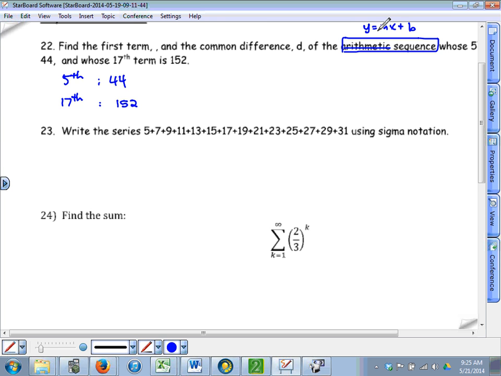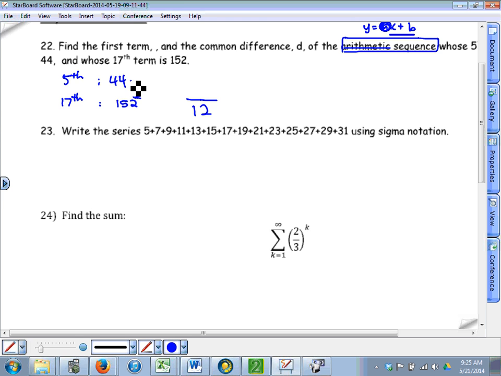Exactly. Okay, you guys, listen. If this equation is going to be patterned after a y equals mx plus b, aren't we going to have to figure out the slope? Well, the slope is rise over run. That's the difference in y values divided by the difference in x values. What's the difference in x values if it's the 5th spot to the 17th spot? Isn't that a difference of 12 spots?